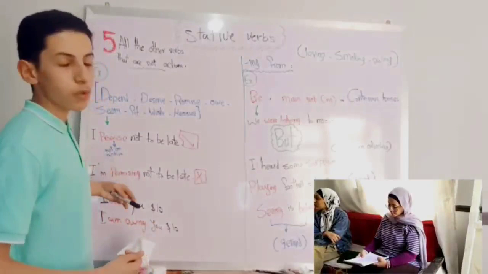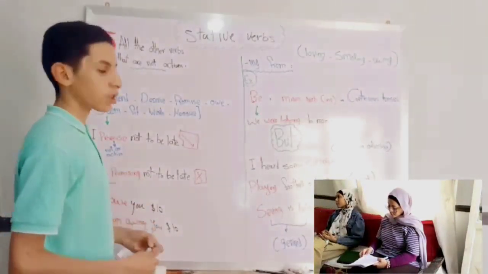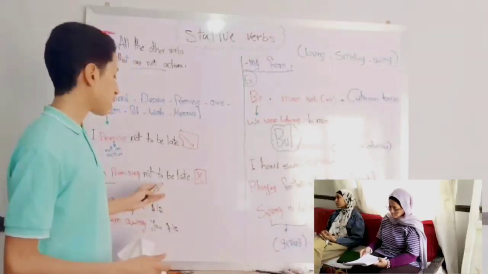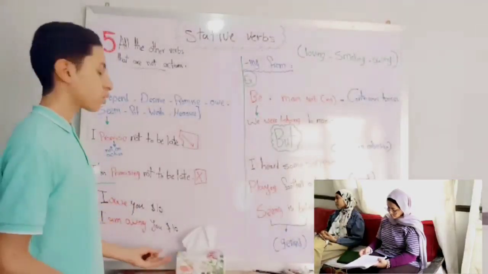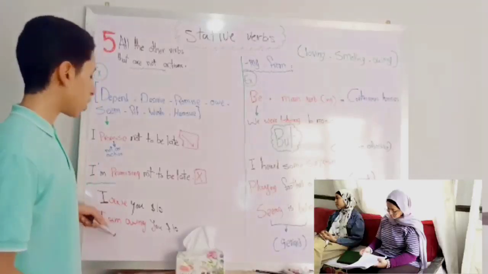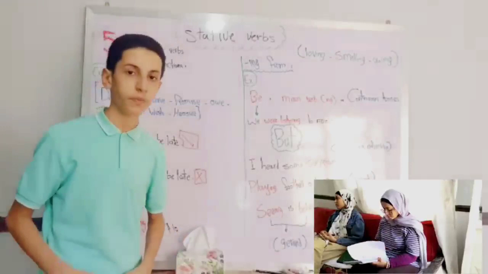And you can't use them in the continuous tenses. For example, I am promising not to be late. So here it is wrong. Another example, I owe you $10. I am owing you $10. So here it is wrong.